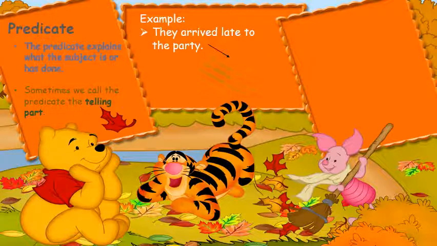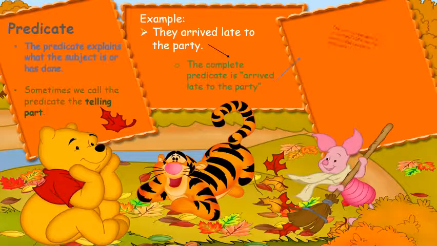You have to notice something here. The complete predicate is arrived late to the party. The predicate starts at the verb, and from the verb till the end of the sentence, we call it the complete predicate. But what is the main verb in this part? Arrived. Arrived is the verb.